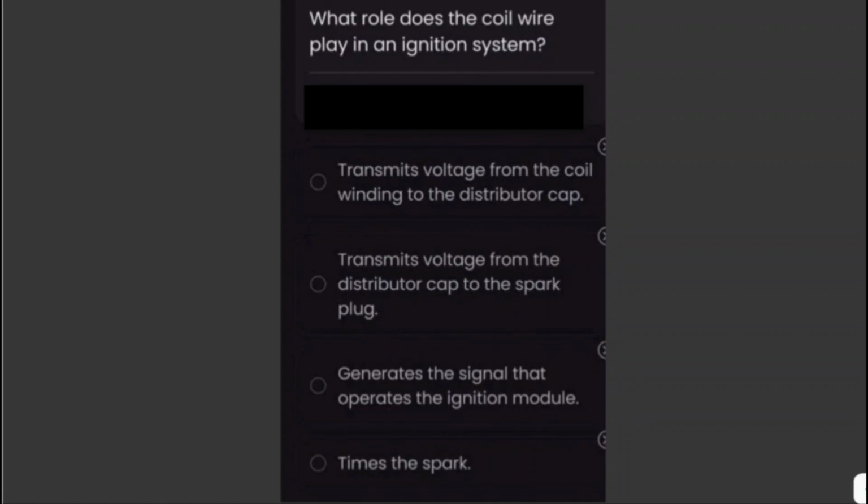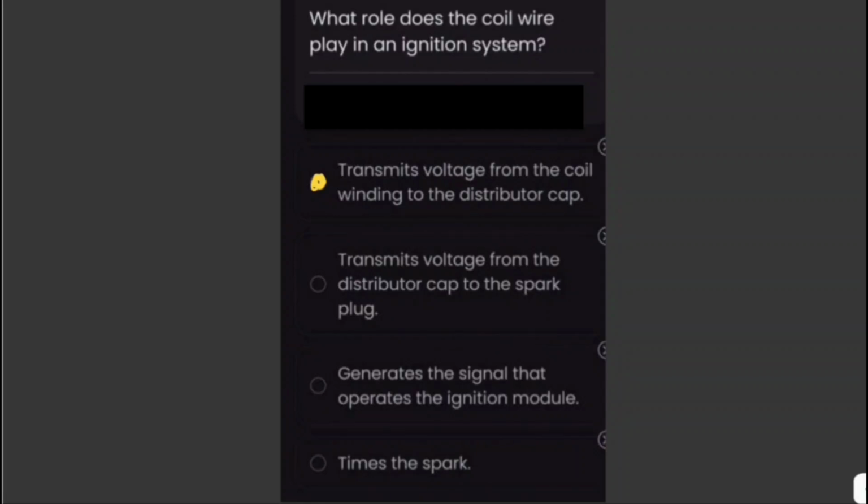What role does the coil wire play in an ignition system? Transmits voltage from the coil winding to the distributor cap, transmits voltage from the distributor cap to the spark plug, generates the signal that operates the ignition module, or times the spark. The answer here is transmits voltage from the coil winding to the distributor cap.